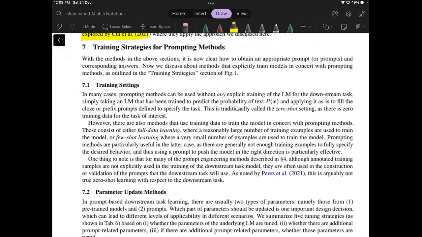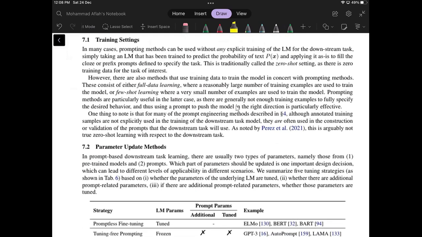Now let's discuss methods that explicitly train the model in concert with prompting. So, training settings. In many cases, prompting methods can be used without any explicit training of the language model for the downstream task. Simply take a language model trained to predict the probability of text and apply it as is to fill in the cloze or prefix prompts defined to specify the task.